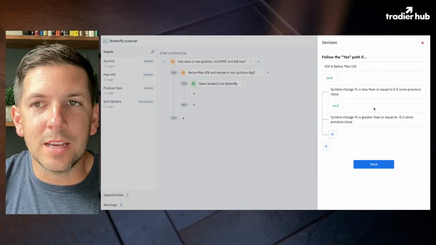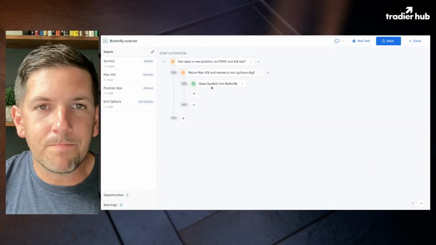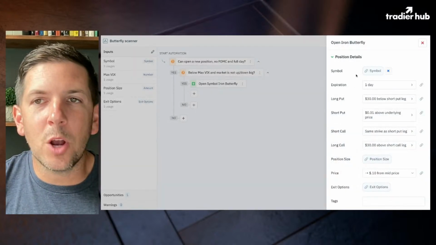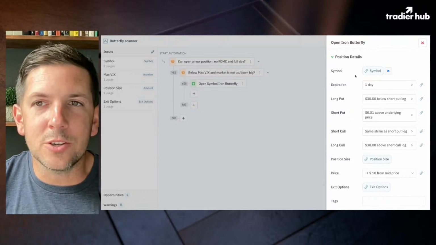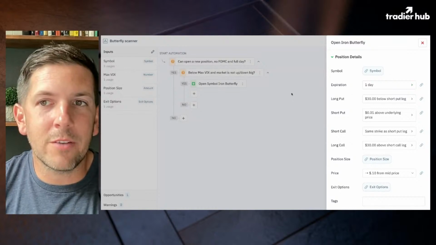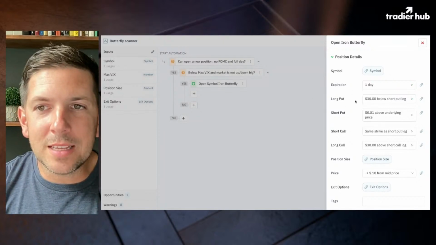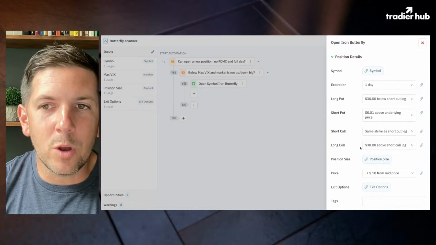You could turn these into inputs if you want to, but I think just keeping them in here is totally fine. The next thing that we're doing here is we're opening up an iron butterfly position. We're going to open it for 1 day to expiration. So again, this gets us the next trading day, which is what this overnight range is based on. And then what we see down here is we're basically telling the bot exactly what strikes to pick.